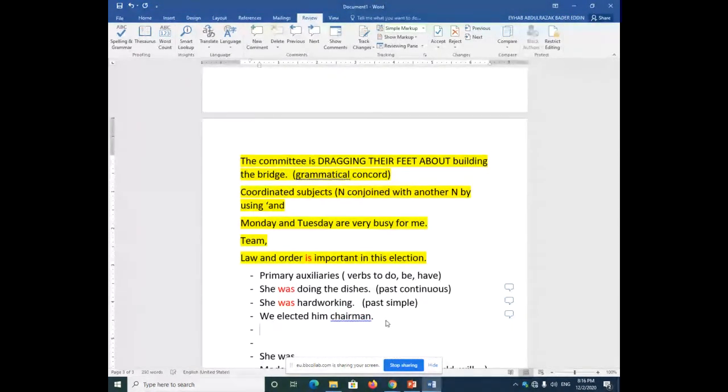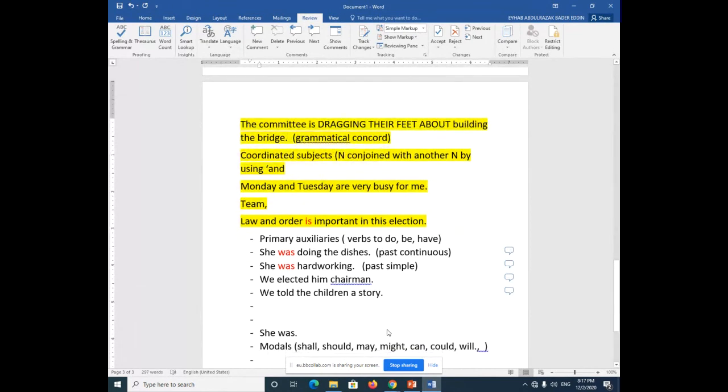And also, it is different, for example, from we narrated or we told the children a story. This is different. Children here is an indirect object, while a story is the direct object. Okay, so we will come to that maybe in the next sessions, but not today. I'm just giving you some brief information about this.